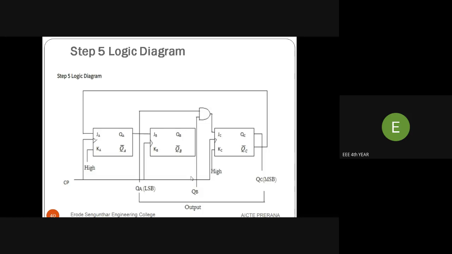Okay, see here QA bar, QB bar, QC bar. JA KA, JB KB, JC KC, Q, Q bar, QA, QB bar, QC bar. See here, if we were using asynchronous counters, then the first clock pulse output is given to the clock input of the second flip-flop. So that would be an asynchronous up counter or down counter.